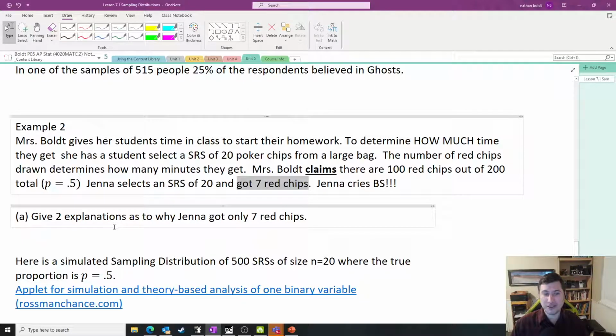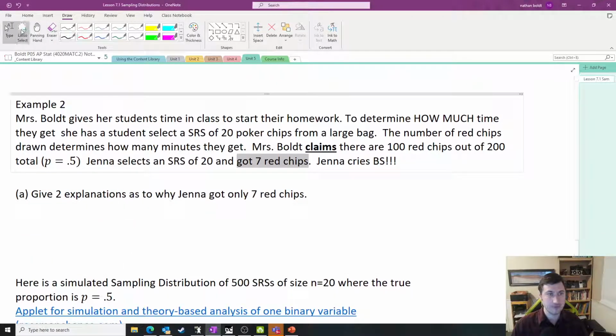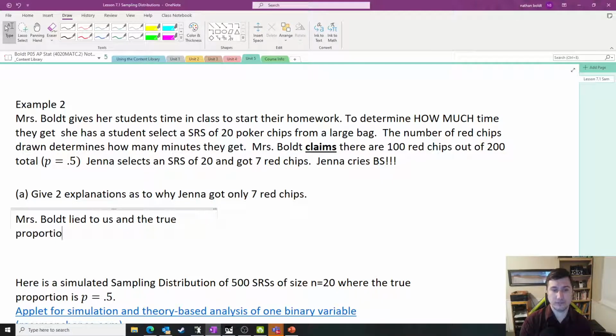So, give 2 explanations as to why Jenna, poor Jenna, got only 7 red chips. So there's 2 plausible explanations. The first is that Mrs. Bolt is full of beans. All right? The first one is that Mrs. Bolt lied to us, and the true proportion of red chips is not 0.5. It's possible. She could be lying.